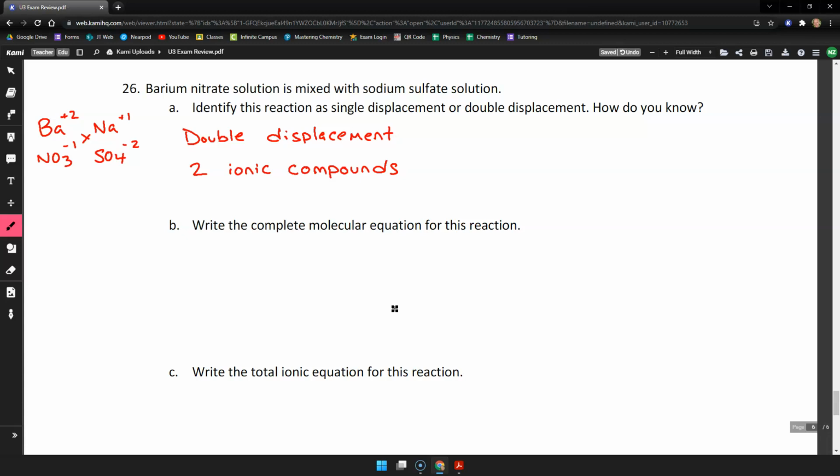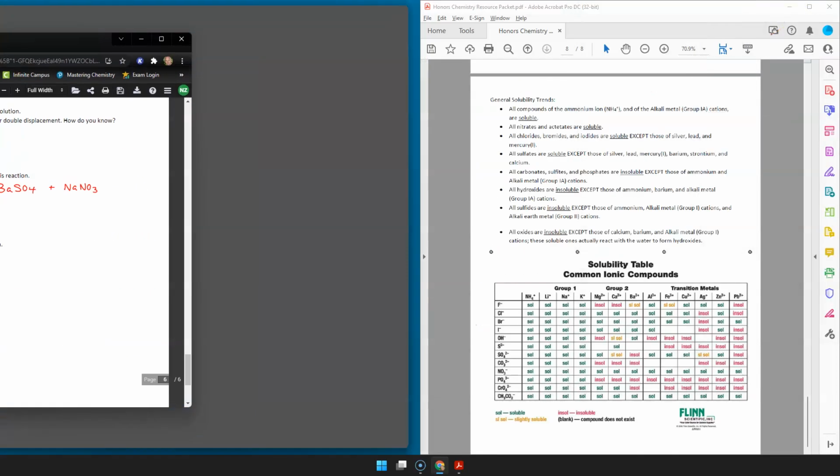Write the complete molecular equation for this reaction. So we've got barium and nitrate, NO3. Barium's +2, so I'm going to need 2 of these nitrates because they're -1. We have sodium sulfate. Sodium's +1, sulfate -2, so I'm going to need 2 sodiums. Okay, on the other side, barium and sulfate are both magnitude 2, so it'll be BaSO4. And then we have sodium NaNO3.